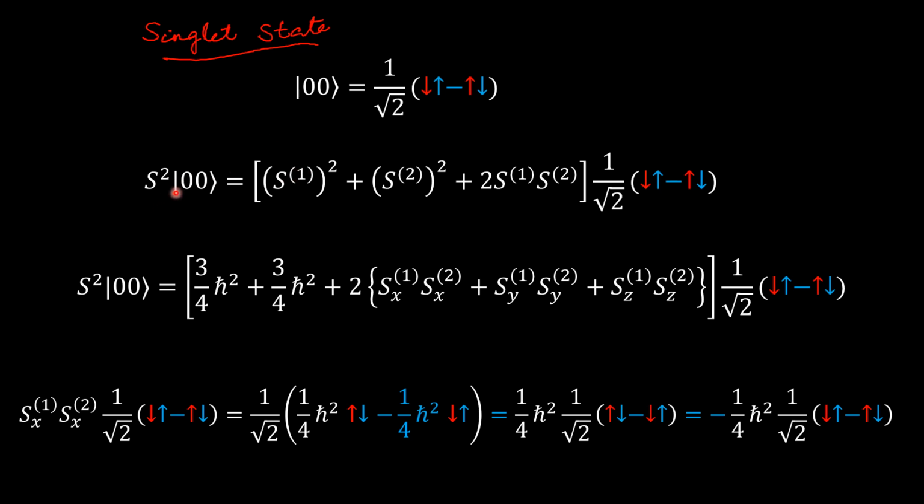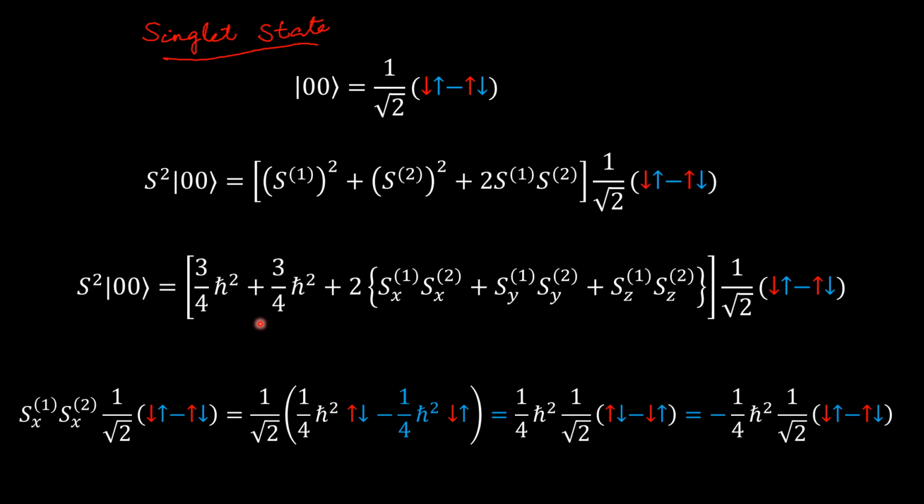So when S squared acts on this, 0 0, it can be expanded. This S squared, as we have done just now, is S1 whole squared plus S2 whole squared plus 2 S1 dot S2, which will act on this vector. So this 2 S1 dot S2 can be written as Sx1 Sx2 plus Sy1 Sy2 plus Sz1 Sz2, which acts on this vector, down up minus up down.